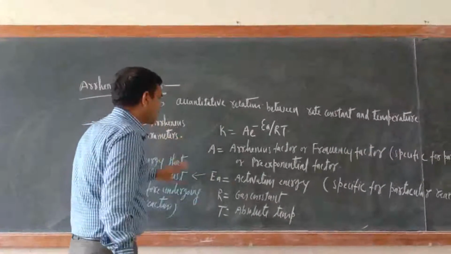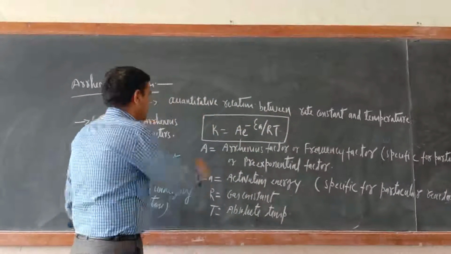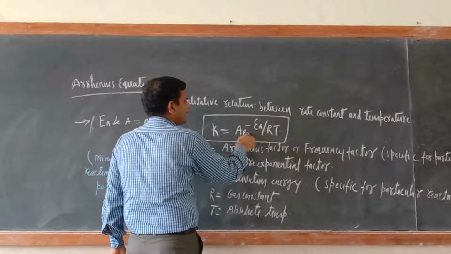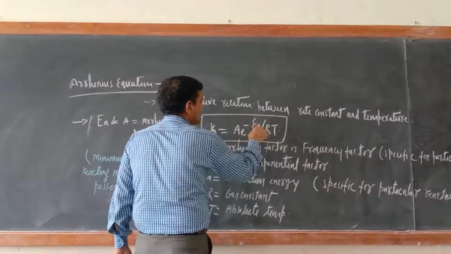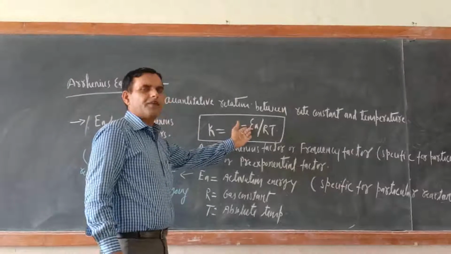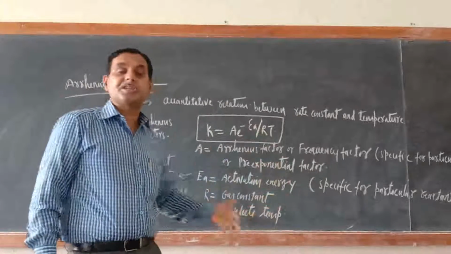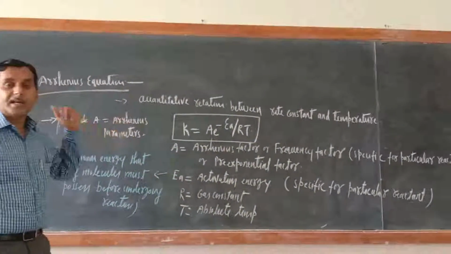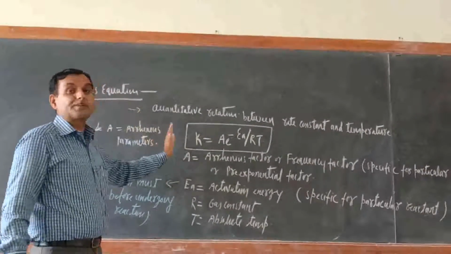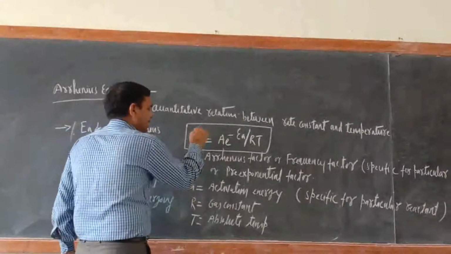So Arrhenius gave one equation. Their derivation is out of syllabus. Directly they have written this equation: K equal to A e raised to the power minus Ea by RT. So the rest, everything you are familiar with. The new factor here is Ea, that is activation energy. Ea means activation energy. That is the new thing. Now how many expressions are included in the Arrhenius equation? Just K equal to rate constant only.